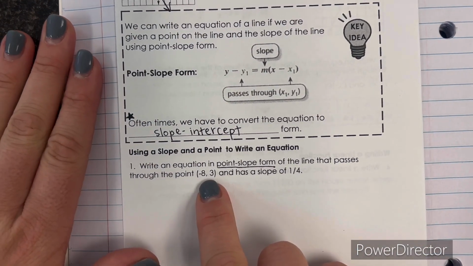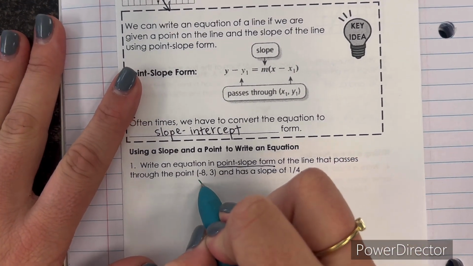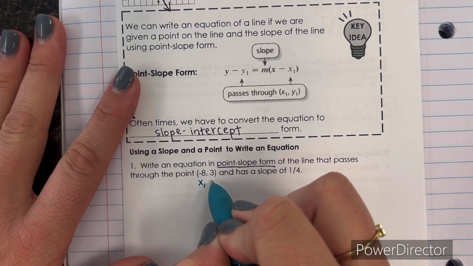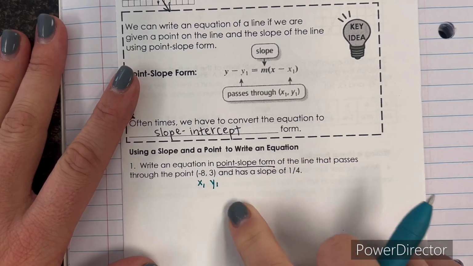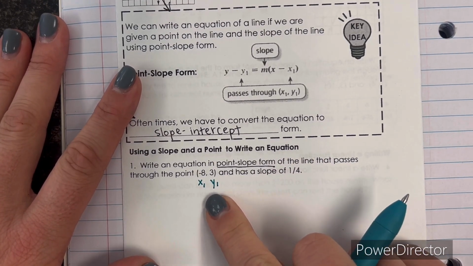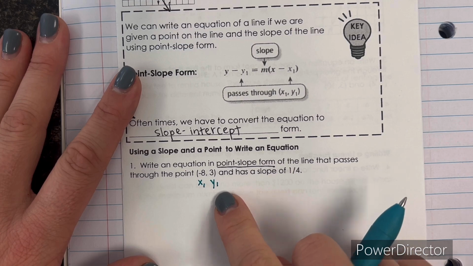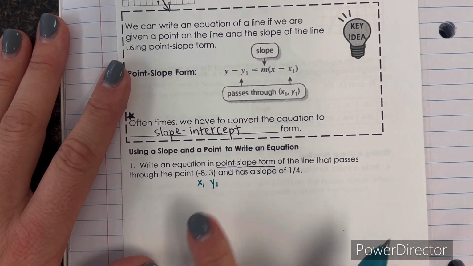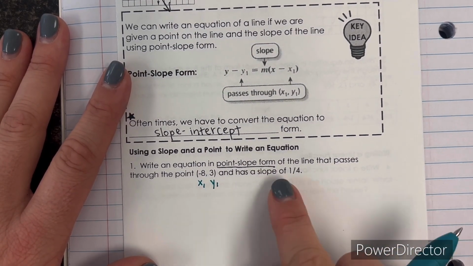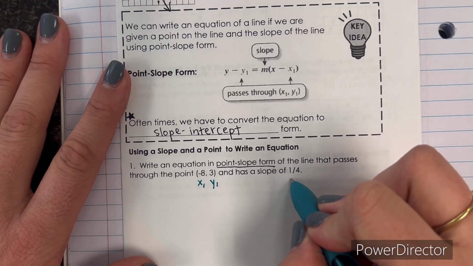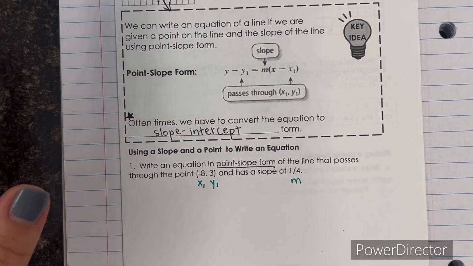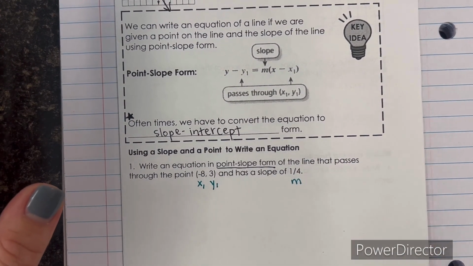Here's what I mean when I say label. This is an ordered pair, and so this is your x coordinate, so x1, this is your y coordinate, so we call that y1. The ones are there because this is just the first ordered pair that we were given. So we have x1, y1, and then slope, that's the m. M always represents slope, so anytime you have slope, that's just always m.